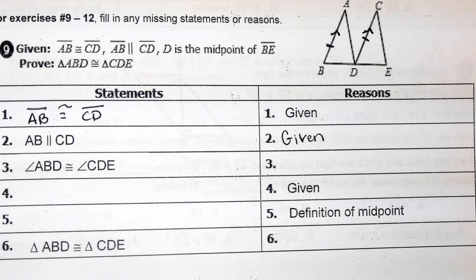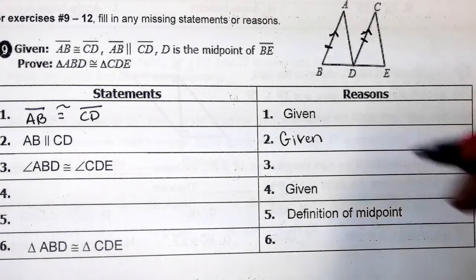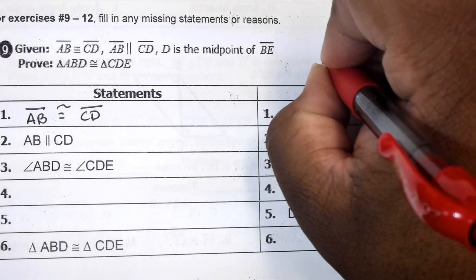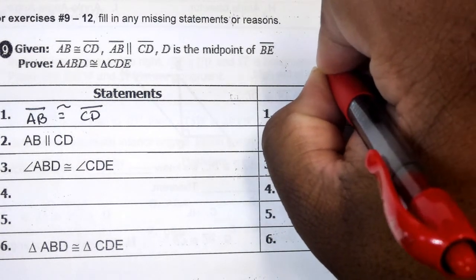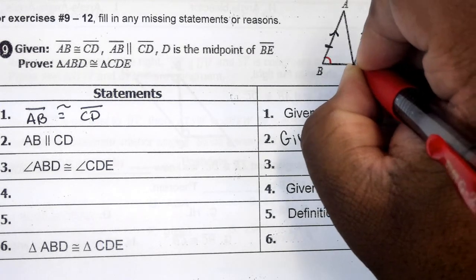Next line, Tim, it says angle ABD is congruent to angle CDE. So they call those angles congruent, Tim. Before you try to think of a reason, it's best to mark those angles on here. Mark those angles on your actual figure. And I'm talking to everybody. Mark your angle. Angle ABD and angle CDE. Angle ABD would be right here. Angle CDE would be right here.